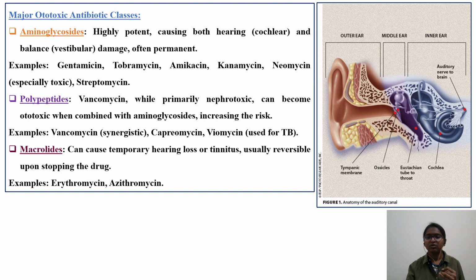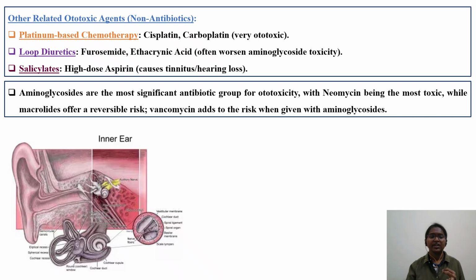Let's see what else we can learn. Other related ototoxic agents, that is non-antibiotics. The first two slides and the question were related to antibiotics. What if non-antibiotic classes are given in the question? What are the other classes, metals, chemicals or solvents which cause ototoxicity? We have platinum-based chemotherapy, that is cisplatin and carboplatin. Carboplatin is very ototoxic. Then coming to loop diuretics, we have furosemide and ethacrynic acid, which often worsen aminoglycoside toxicity.